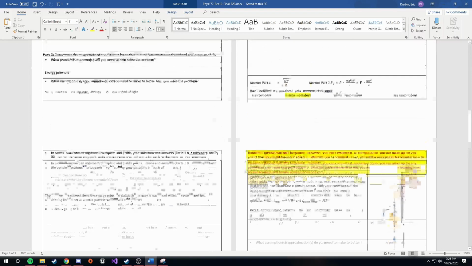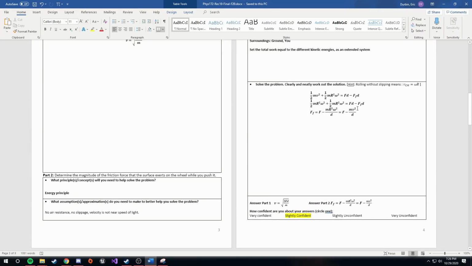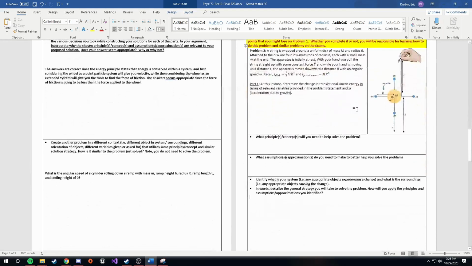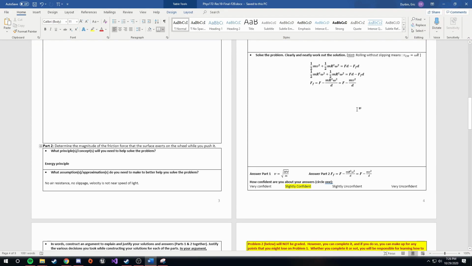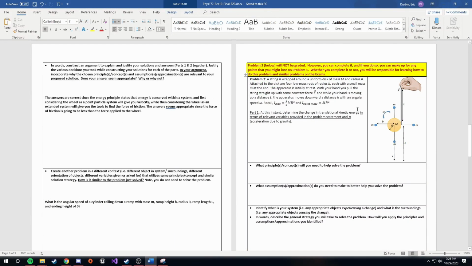Ayush, you said you were unconfident about these answers. Oh, that was a joke. Oh, cool. For that question you made though, what do you mean by ending height of 0? Oh, for this? Just when the cylinder finishes. Sorry, I thought you meant the dimensions of the cylinder.